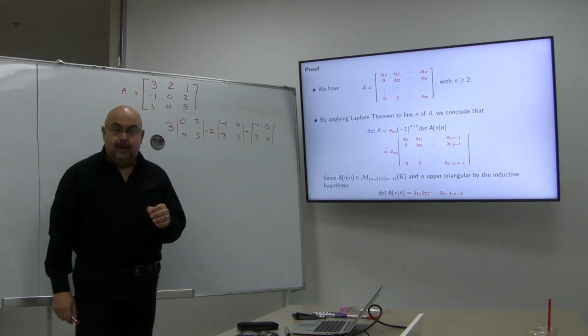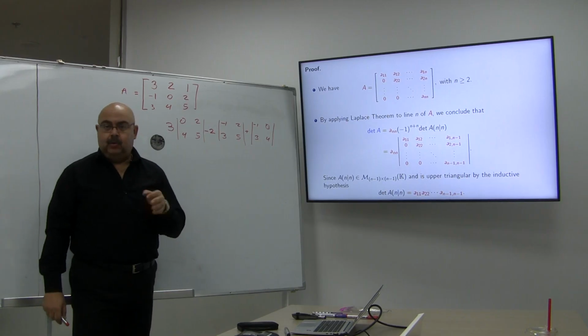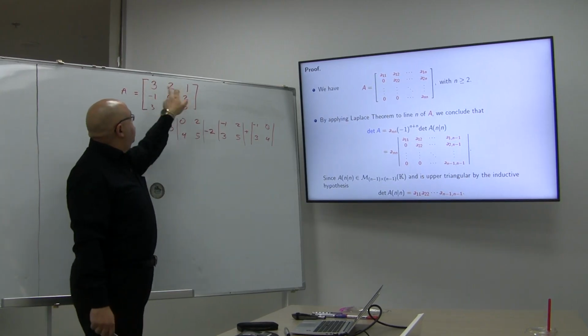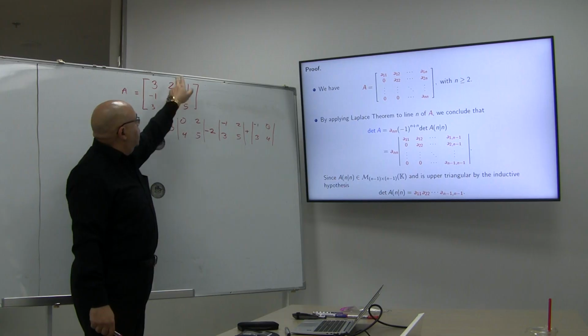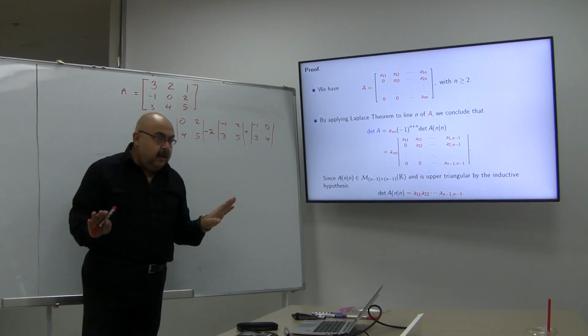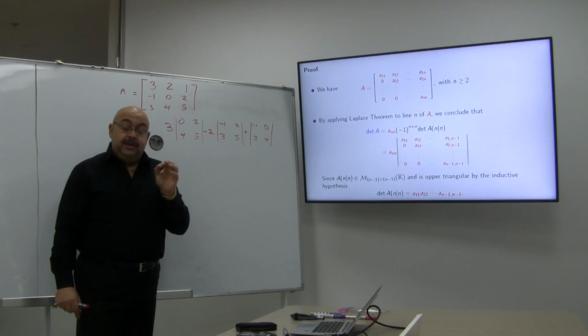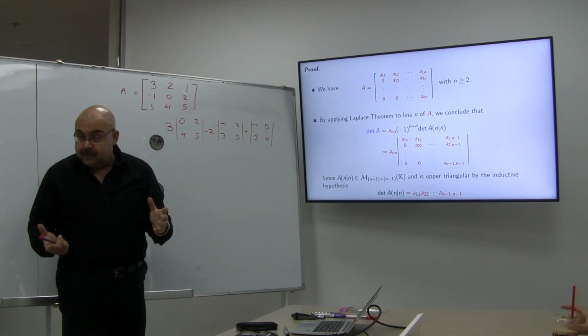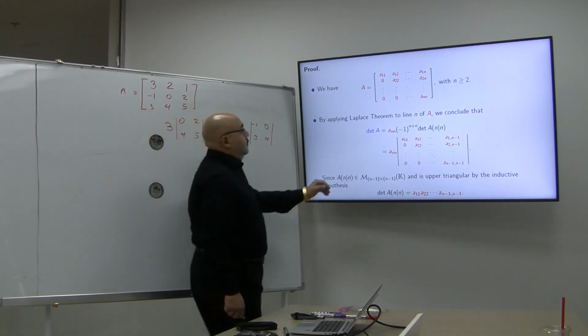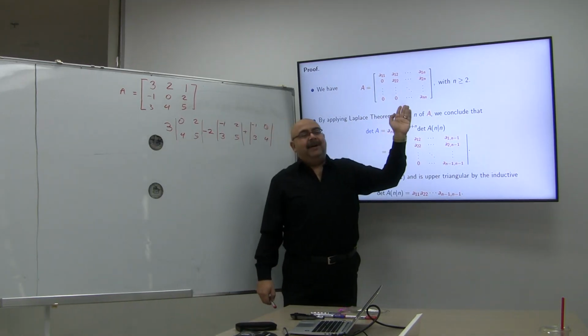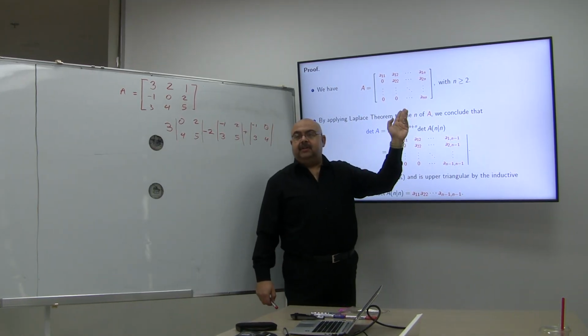Usually, when I try to expand, I know that the result with the first row, second row, third row, first column, second column, third column will be the same. So I will always choose the row or the column with a huge number of zeros. So if we go with this upper triangular matrix, let's look at it.